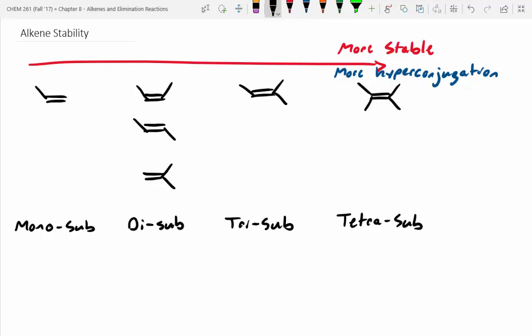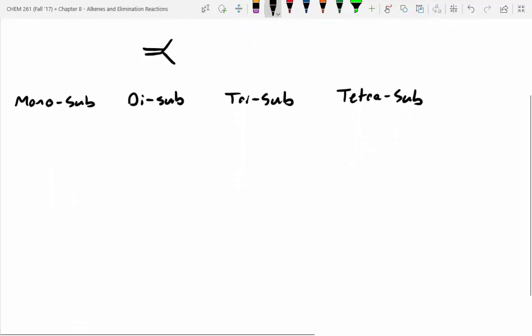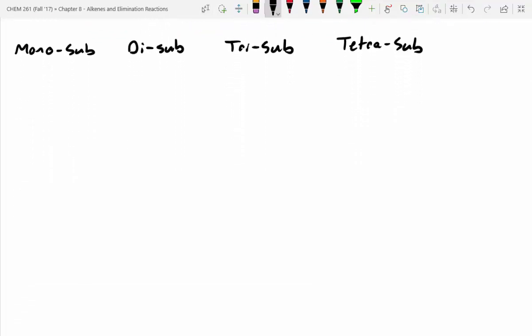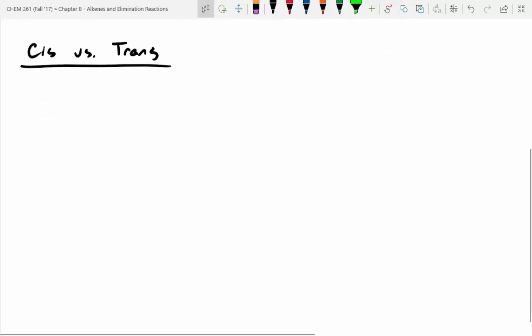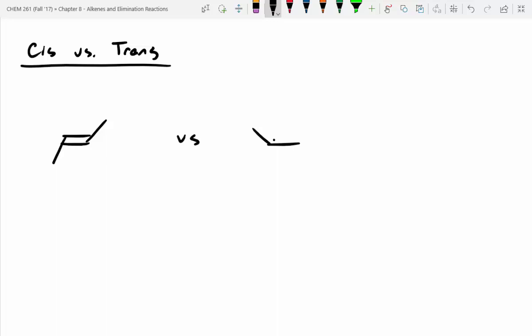Then we also have to consider some isomerism as well. So let's consider cis versus trans isomers for alkenes. And let's say I've got this alkene versus this alkene. Which one do you think is more stable and why? Check with your neighbor and see if you can convince them. And I'm going to draw in all the hydrogens just for fun.